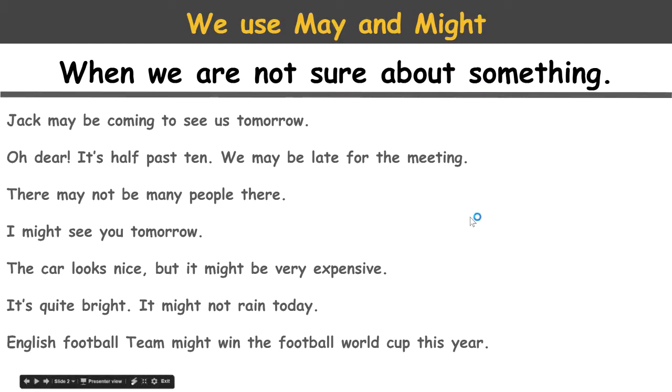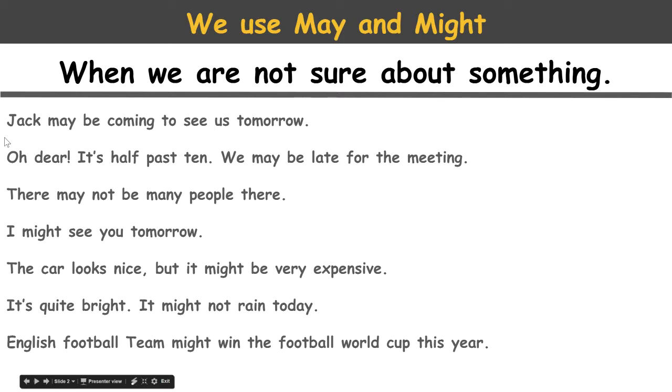So we use may and might when we are not sure about something. So the example I gave you before, it may rain tomorrow, it might rain tomorrow. I am not sure. I am not 100% sure. I feel it may rain because it looks dark outside, but I can't say for sure, right? So I'm not sure, so I should use may or might. Let's take some examples.